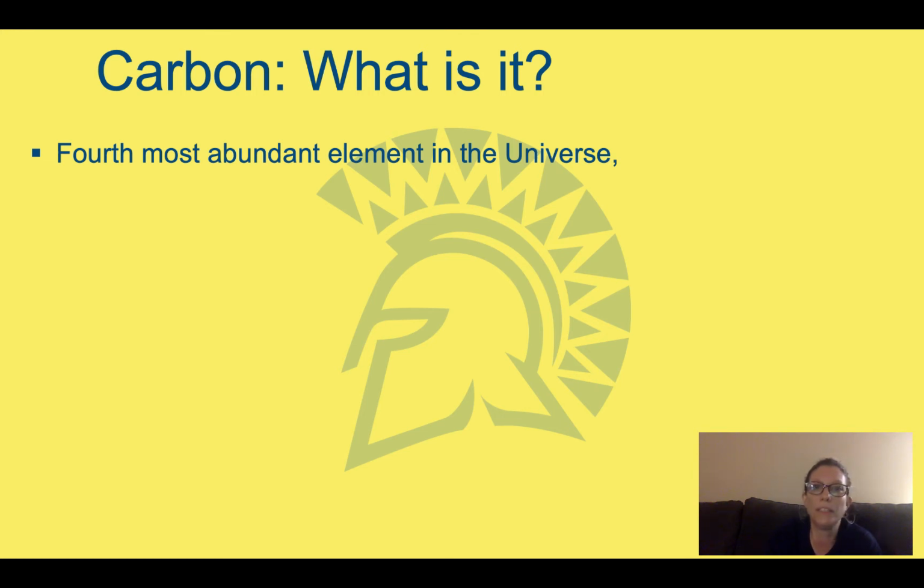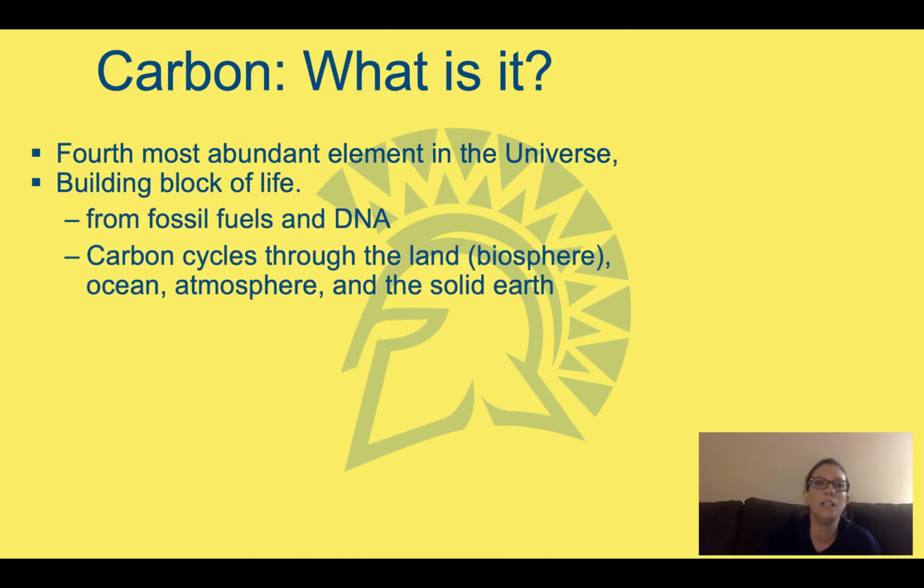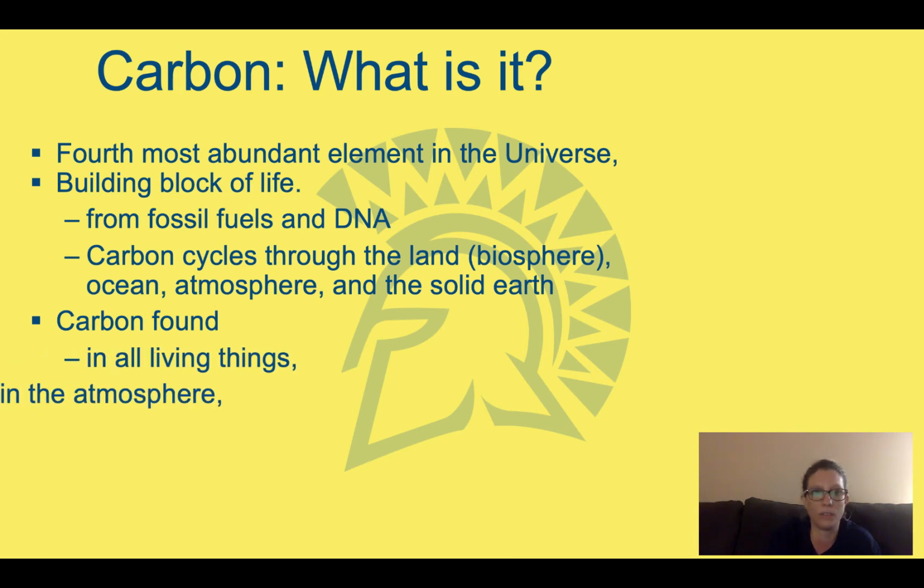Carbon is the first most abundant element in the universe... the fourth most abundant element in the universe. So it's pretty abundant. There's quite a bit of carbon going on at all different times, and it is a building block of life. It goes from fossil fuels and DNA down to carbon cycles to the land, ocean, atmosphere, and the solid earth. And carbon can be found in all living things.